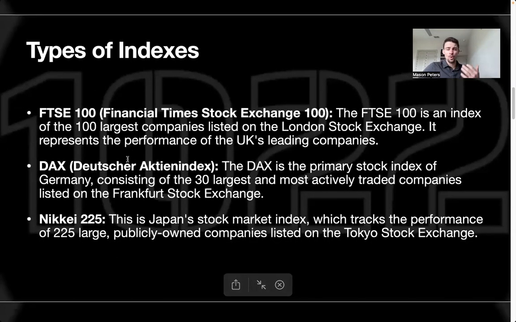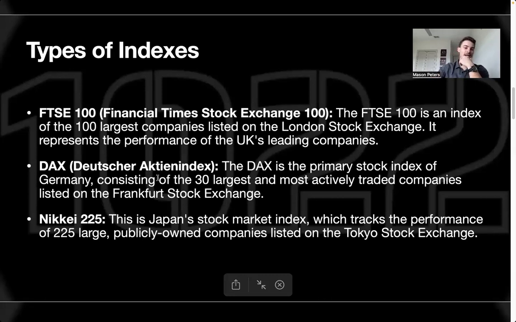Now, let's get into some more interesting index funds that aren't as widely known, that are very good indicators for economic health, and you can trade these bad boys as well. The FTSE 100 is the Financial Times Stock Exchange. It's the largest 100 companies on the London Stock Exchange. It represents the performance of the UK's leading companies and gives you a good gauge of how London is doing. The FTSE 100. The DAX, man.